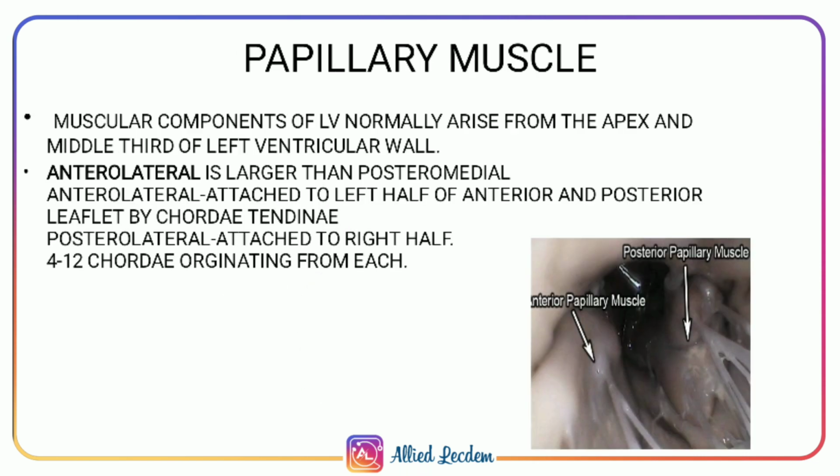Papillary muscle. As the mitral valve has two cusps, namely anterior and posterior cusp, there are two papillary muscles called anterolateral and posteromedial papillary muscle. The anterolateral papillary muscle is larger than the posteromedial muscle and is attached to the chordae tendineae.